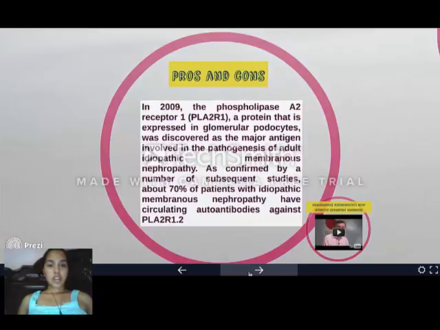In 2009, the phospholipase A2 receptor 1, a protein that is expressed in glomerular podocytes, was discovered as the major antigen involved in the pathogenesis of idiopathic membranous nephropathy, as confirmed by a number of subsequent studies. About 70% of patients with idiopathic membranous nephropathy have circulating autoantibodies against it.